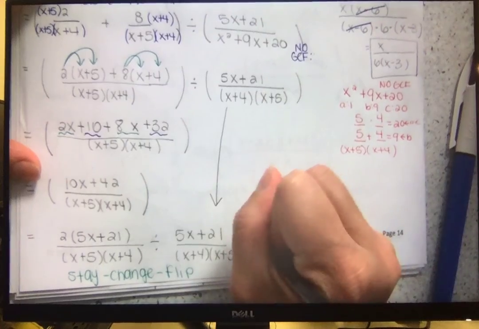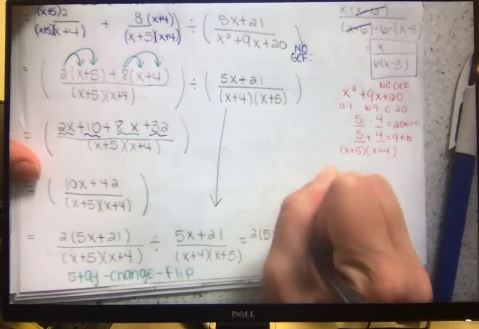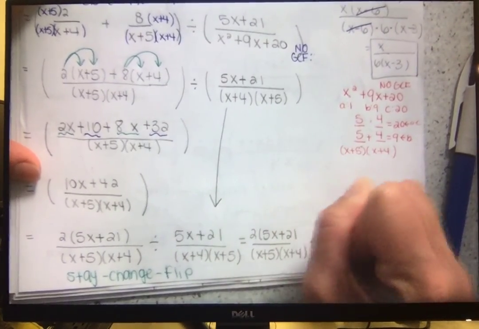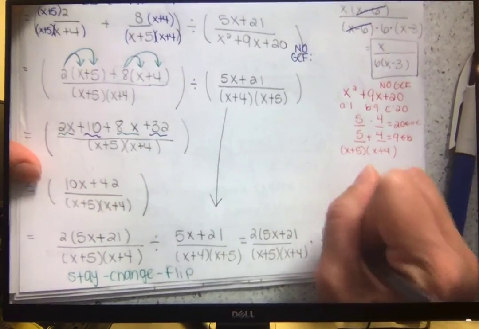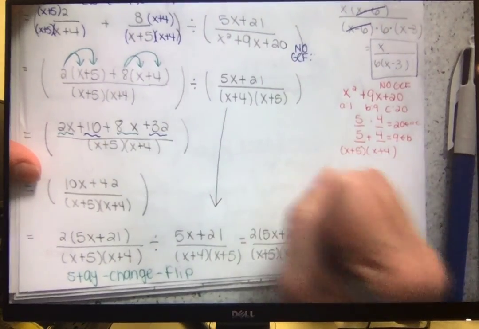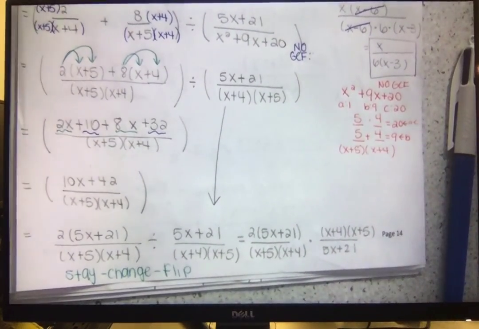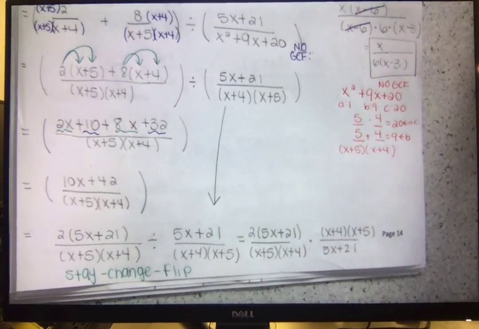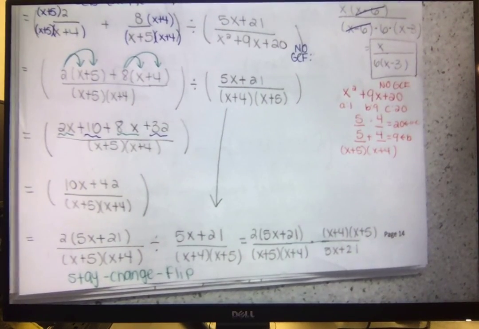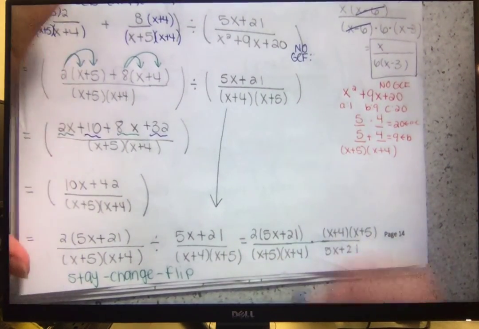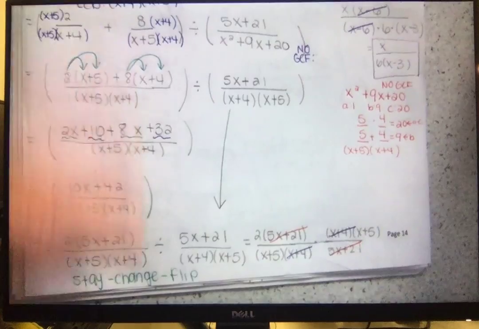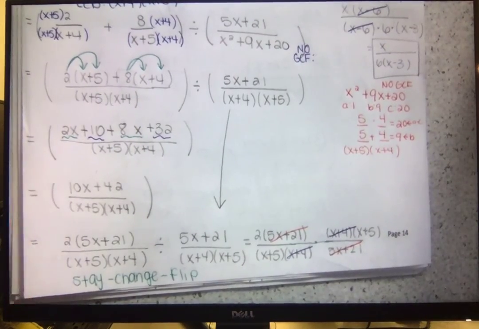Our first fraction is going to stay the same: 2 times 5x plus 21 all over x plus 5 times x plus 4, times x plus 4 times x plus 5 all over 5x plus 21. Looking at this, we are going to multiply straight across, so this becomes one big fraction. What cancelizations? Pretty much everything. The 5x plus 21s go away, the x plus 4s go away, and the x plus 5s go away.